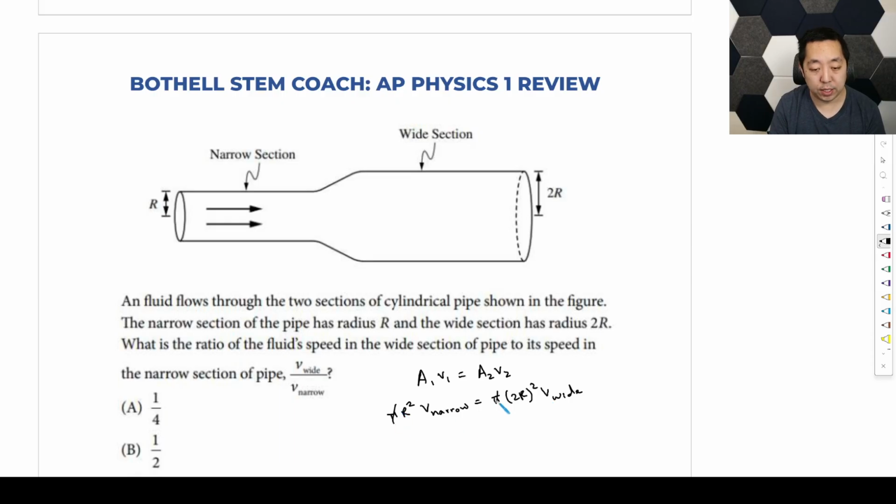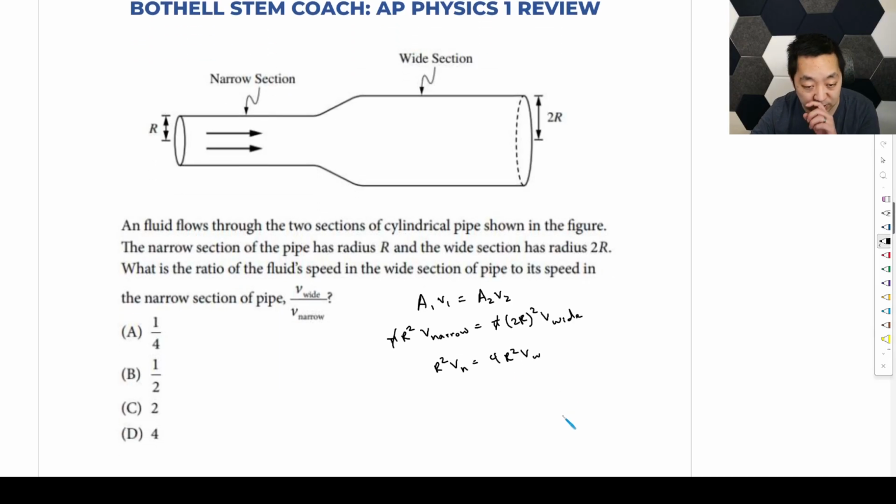You can divide the pi's, those cancel. This would be r squared times v narrow is going to equal 4r squared v wide. I'll just use w and n instead of writing it out. And we want the wide over the narrow, so we're going to divide that over here. Cancel that out. The r squareds will cancel. Move the 4 over. You get 1/4 is equal to Vw over Vn. So it's going to be 1/4, or A.